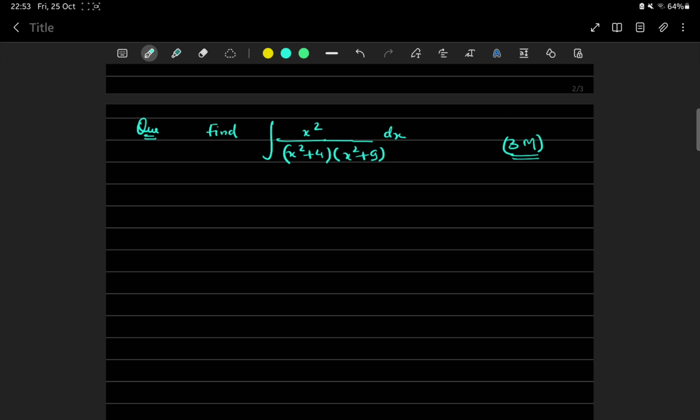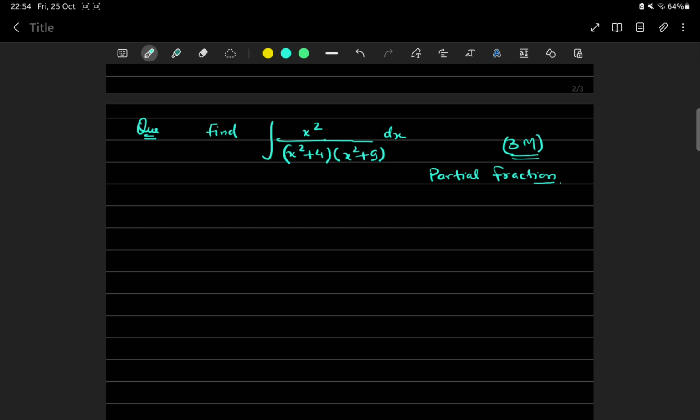So here is another question, students. Find integral x square upon x square plus 4 into x square plus 9 dx. This is also a 3-mark question, and you can clearly understand that this is a question from partial fraction. Now partial fraction is a very important topic in the chapter integration, and by looking at the question you can easily identify it in the exam. Okay, so this is a question of partial fraction.